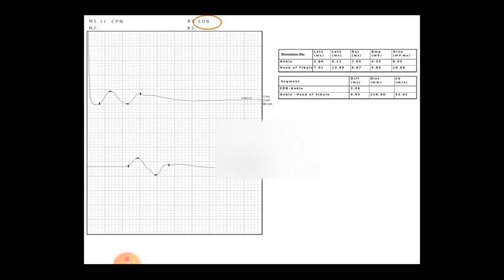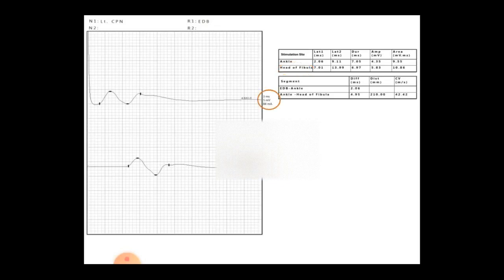The recording muscle is EDB, that is extensor digitorum brevis. This potential is created whenever we are stimulating the common peroneal nerve at the ankle. Whatever parameters are recorded when stimulating at the ankle are explained in this table. Now, if we are stimulating at the head of fibula, this type of graph will be seen. All the parameters we get are recorded here.